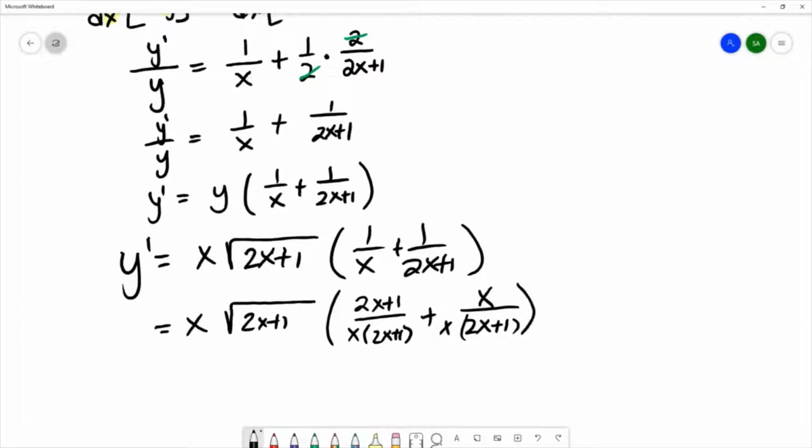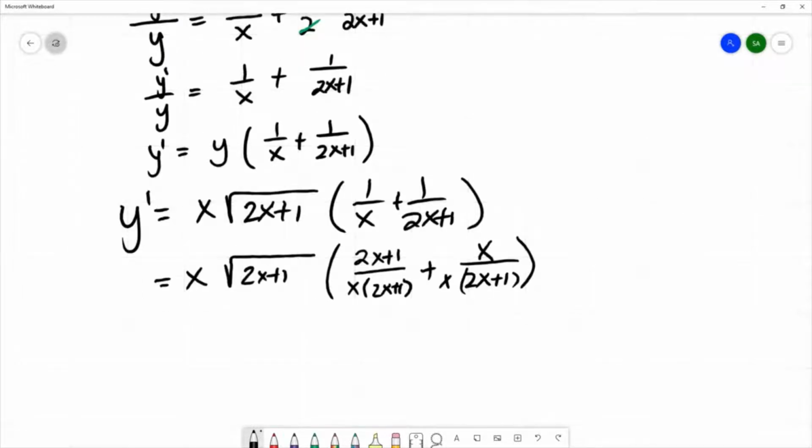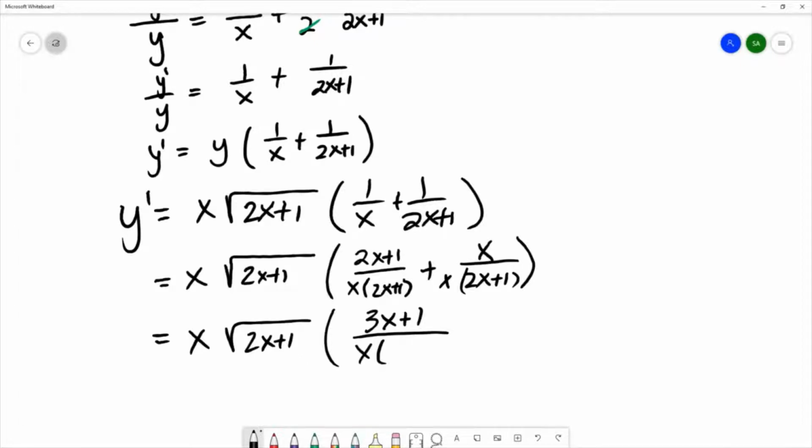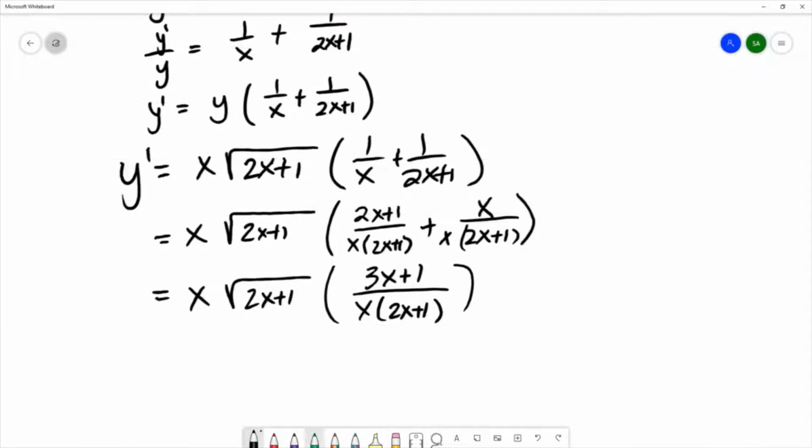So I got a common denominator. I can combine those fractions together. That becomes 3x plus 1 over x times 2x plus 1. And then these x's cancel. And then because these have the same base, you can combine them together.